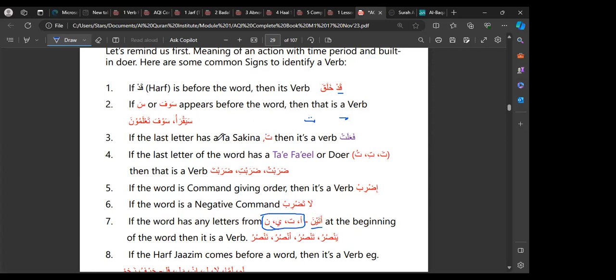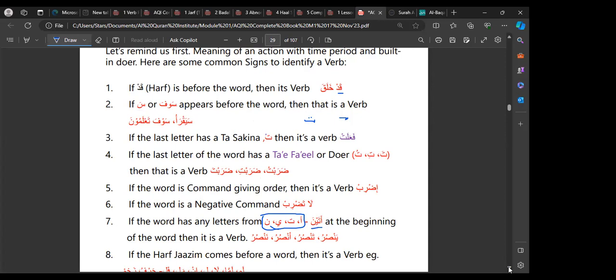Sorry, Hamza, I have a question. Sure. For number 6, so we know that la tadrib linguistically means don't hit, right? On there it says if the word is a negative command. So would it only mean if there's a la before it, or is there any other ones that we need to look out for as well? At the moment, just concentrate on la. So the fact that there's a la there, that's what makes it a negative command, right? Yeah. It's a la. Thank you.